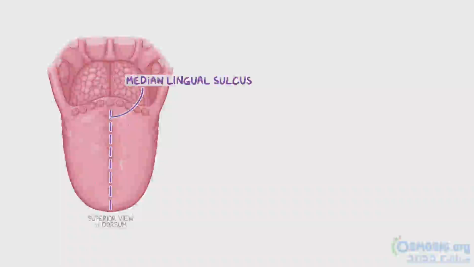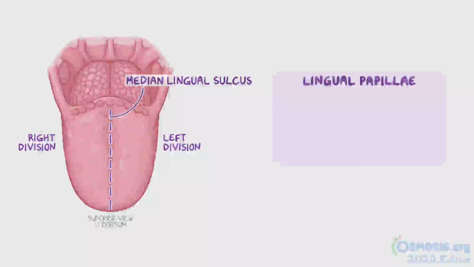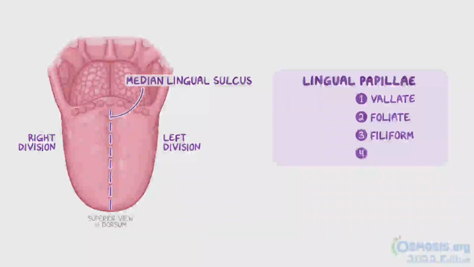The dorsum also presents a central groove called the median lingual sulcus, which separates the anterior part of the tongue into a right and left division. This area is sprinkled with numerous different types of lingual papillae. There are 4 main types of lingual papillae, including vallate, foliate, filiform, and fungiform papillae, which give the tongue its rough texture. All of these papillae contain taste buds, with the exception of the filiform papillae.